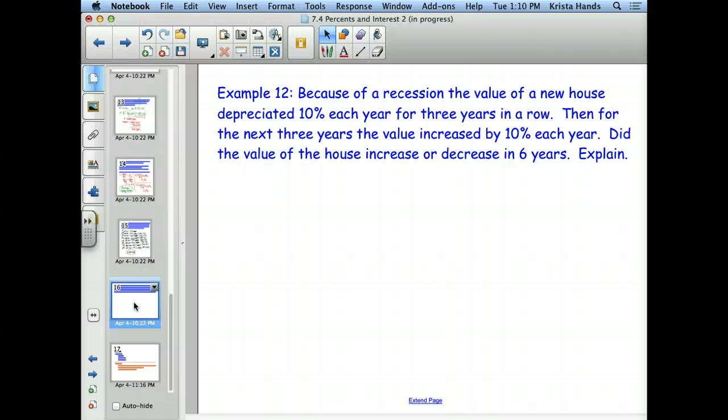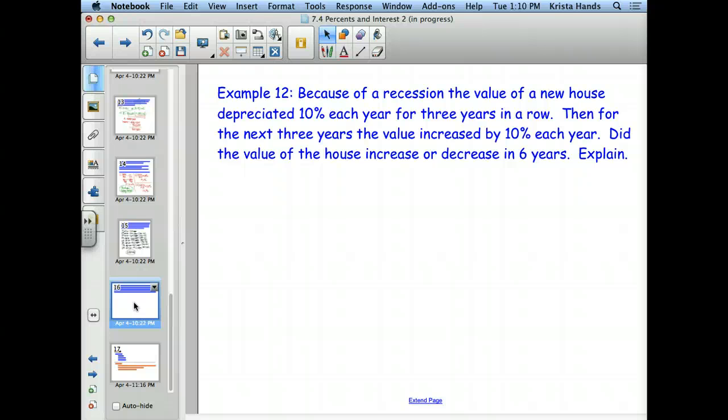All right, one last question, example 12. I think it's the last one, isn't it? Because of a recession, the value of a new house depreciated 10% each year for 3 years in a row. Then, for the next 3 years, the value increased 10% each year. Did the value of the house increase or decrease in 6 years? Explain. So, sort of inherent to the way the problem is worded, it's not the same. It's not worth the same amount, even though it sounds kind of like it should be, doesn't it?